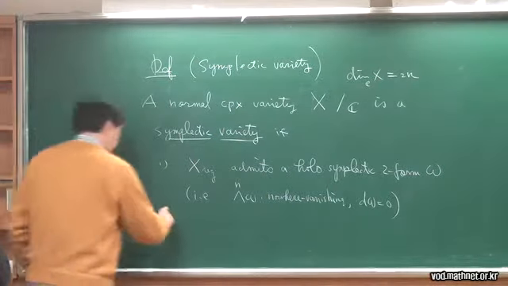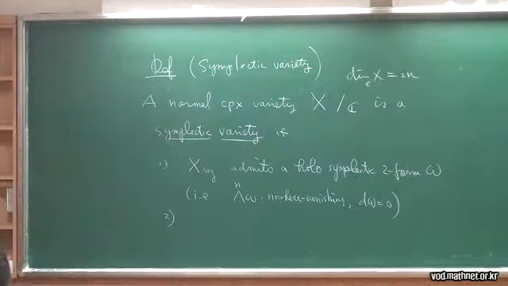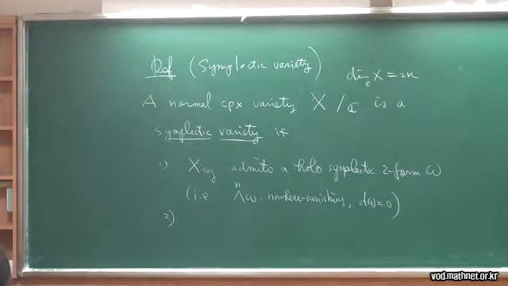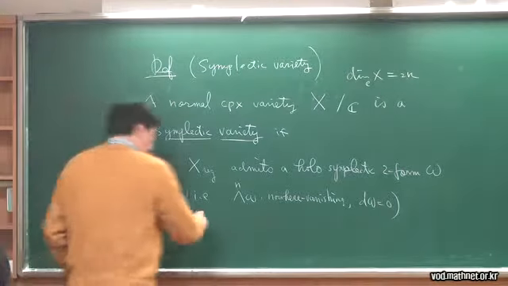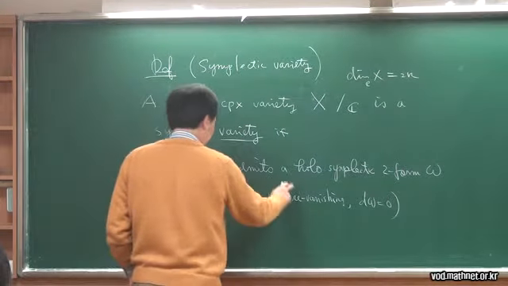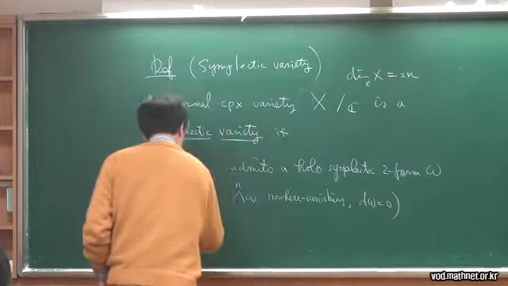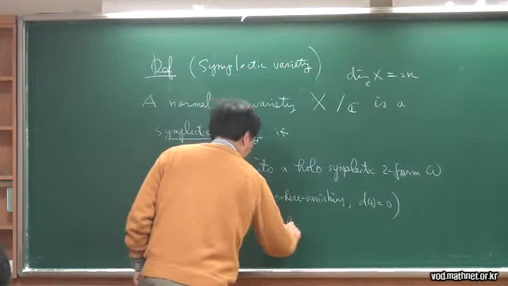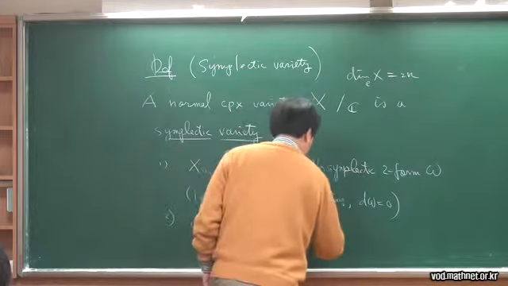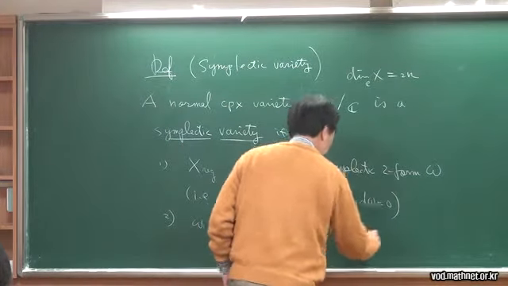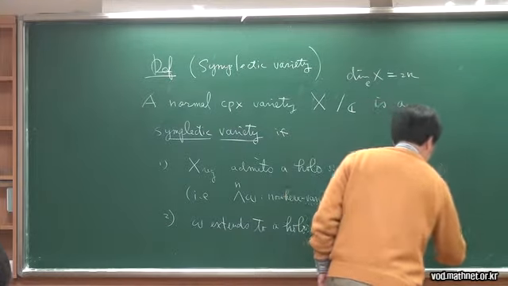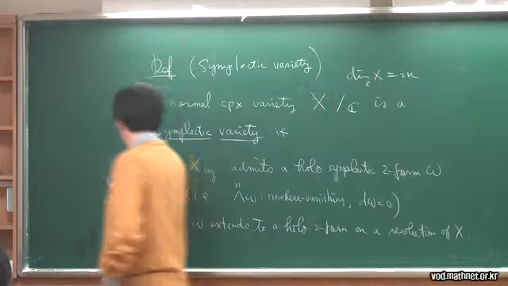And the second condition will assure that X has some sort of mild singularities. This omega extends to a holomorphic two-form on the resolution of X. This means the following.